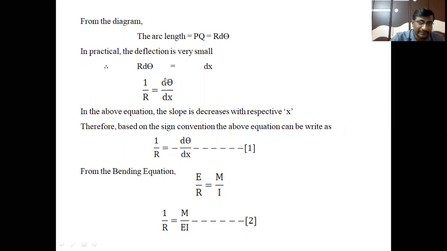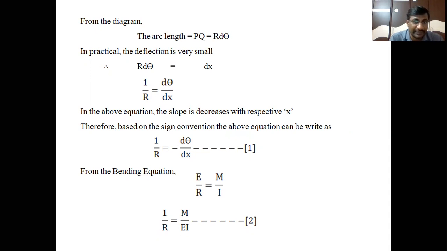So with respect to x, d theta can be taken as minus. Therefore, based on the sign convention, the above equation can be written as 1 by r is equal to minus d theta by dx. That minus represents the decrease in slope towards the x direction. Magnitude wise these are equal, but direction wise they are not, so the minus must be written in front of d theta by dx. So 1 by r is equal to minus d theta by dx.